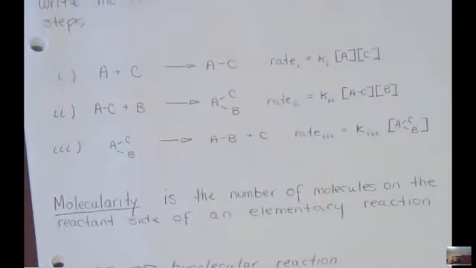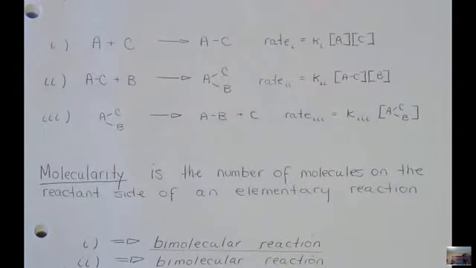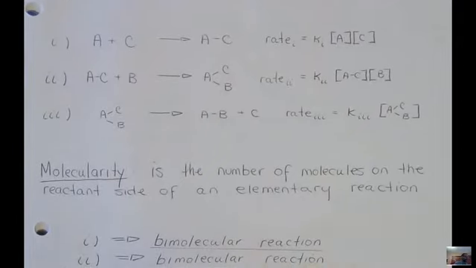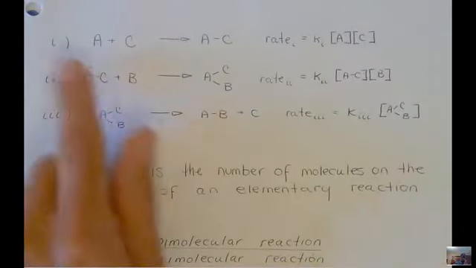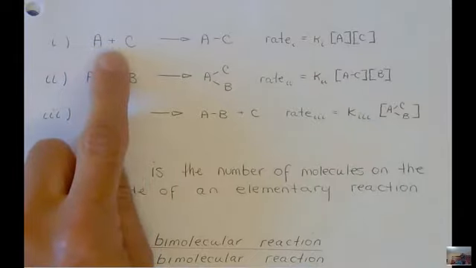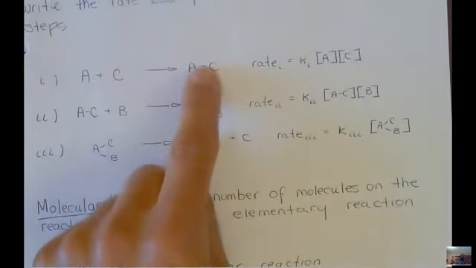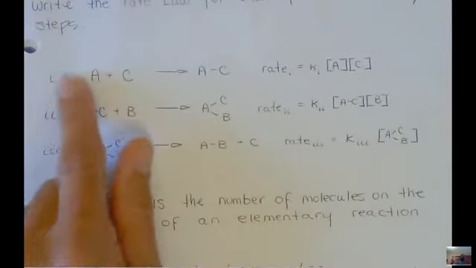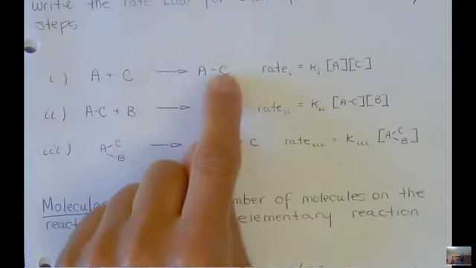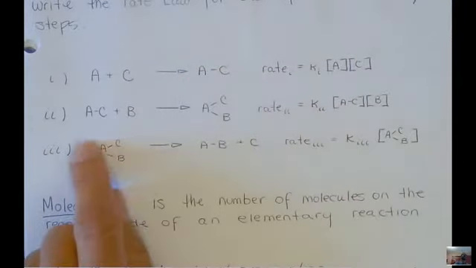Okay, molecularity is a term that's used to describe the number of molecules that participate in elementary steps. Let me read the definition and then we'll go through it. So molecularity is the number of molecules on the reactant side of an elementary reaction. So this first one, step I, has a molecularity of 2. It's bimolecular. It takes 2 molecules to smash into each other. Because remember, these are the actual way that everything is reacting with one another.